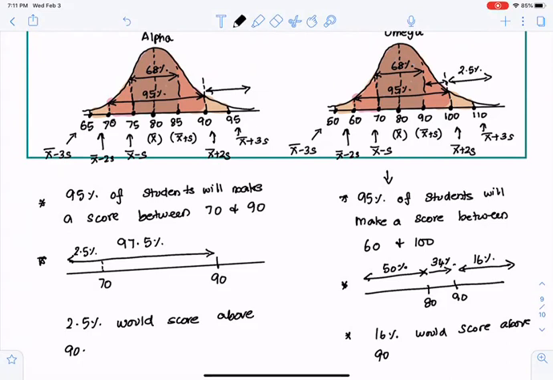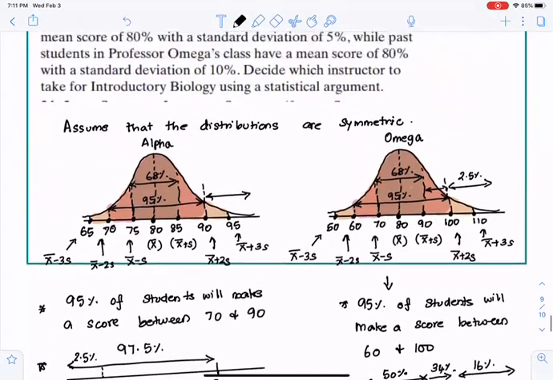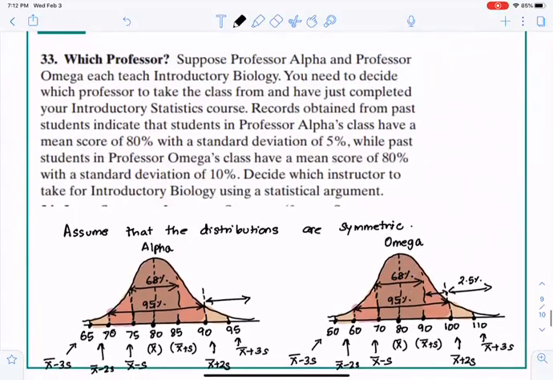But who's going to be more consistent? Clearly, Professor Alpha is going to be more consistent because the standard deviation is low. It's only 5%. Low standard deviation implies less error and better consistency.